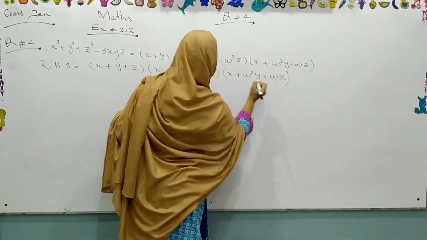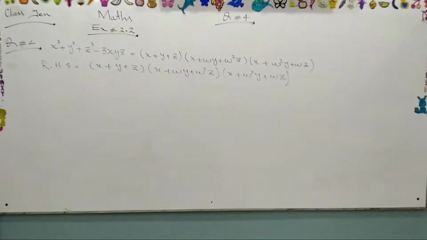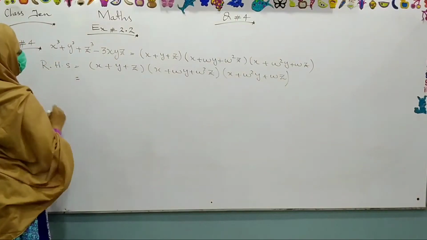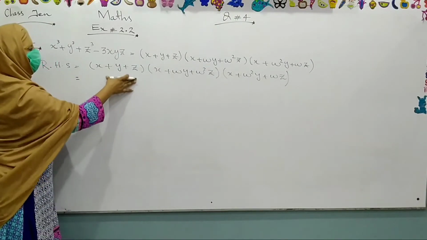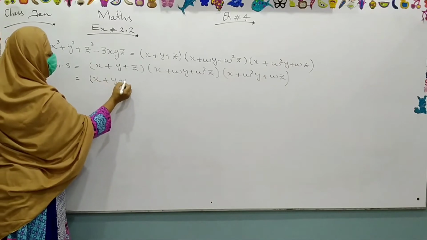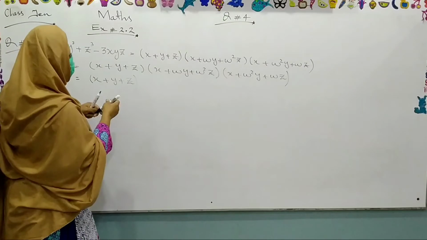z. This is our right hand side. Now I will solve it. How? I will not disturb it. It is saying don't disturb me. Write it as it is. I have written it as it is.